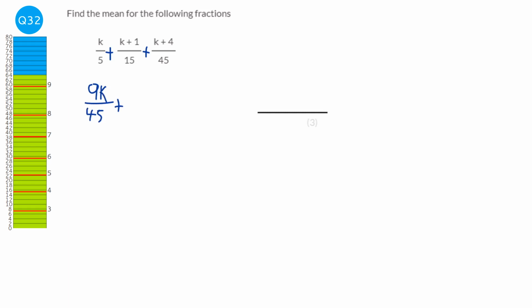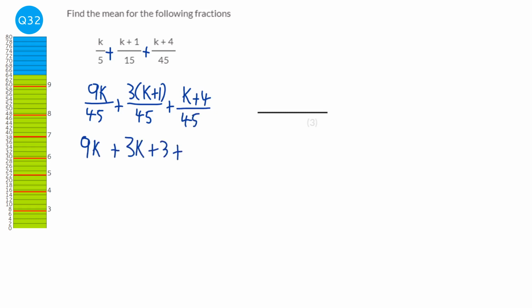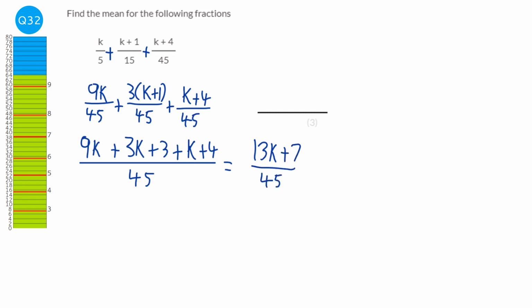Times the top and bottom by 3, so it would be 3 brackets k plus 1 over 45, and the last one is over 45, so we don't need to do anything for that. Then we can just add the numerators together, and I'm just going to expand the bracket here, so it's 3k plus 3 plus k plus 4, and then all of that over 45. And then we're going to do 9k plus 3k plus k, which is going to be 13k. And then 3 plus 4, which is just 7, over 45. So the sum of them is 13k plus 7 over 45.